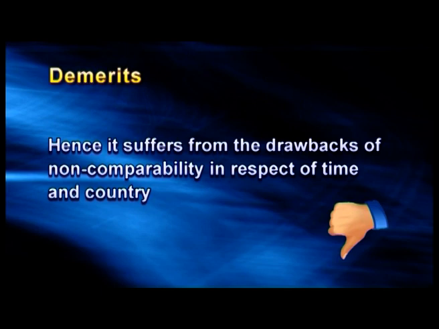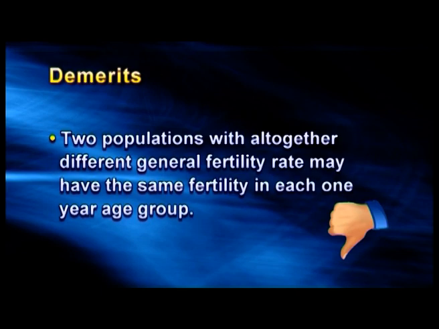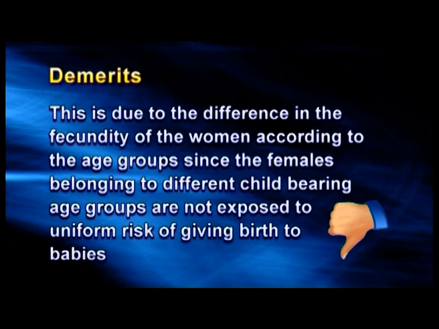Hence, it suffers from the drawbacks of non-comparability in respect of time and country. Two populations with altogether different general fertility rates may have the same fertility in each one-year age group. This is due to the difference in the fecundity of the women according to the age groups, since the females belonging to the different childbearing age groups are not exposed to the uniform risk of giving birth to babies.